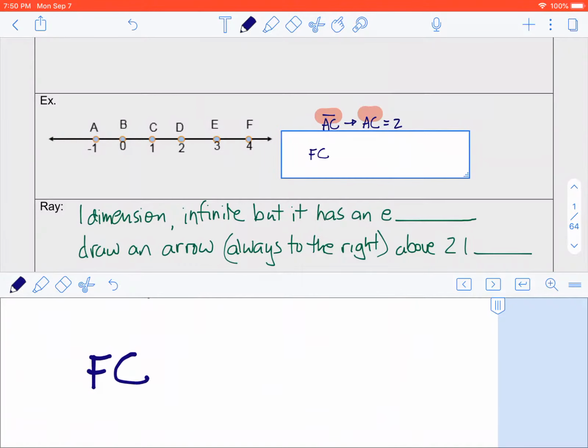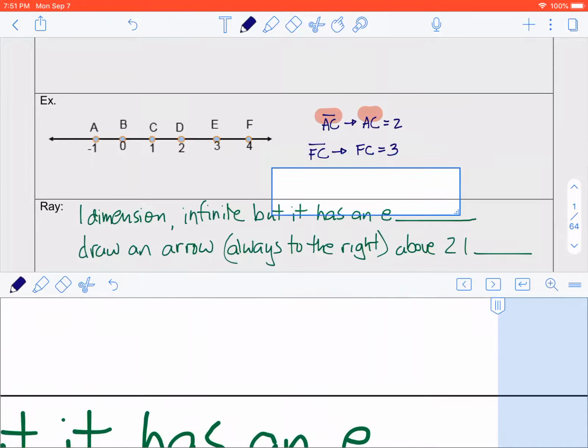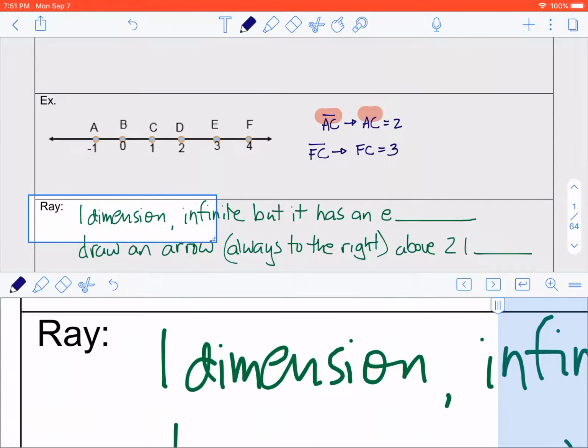There is now a third option. Oh, and I guess I do another example here with FC. Notice F is to the right, C is to the left, doesn't matter. The distance is still positive 3. All right.